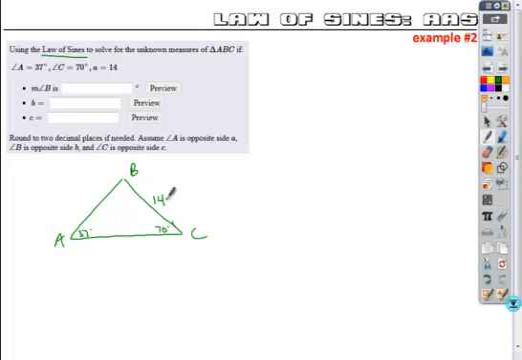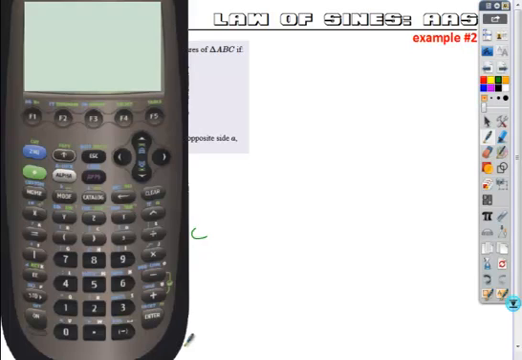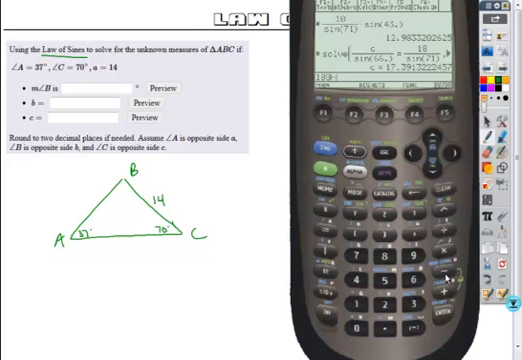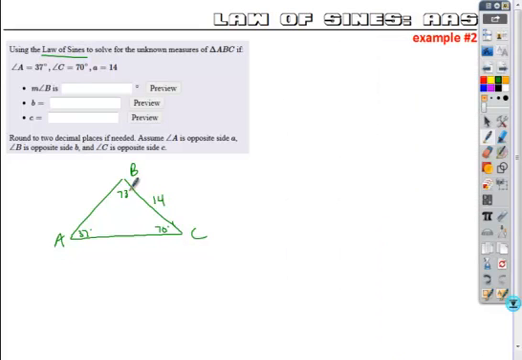Okay, so here's the information that's provided in the problem. So your first step is find the missing angle. We take the total sum of 180, subtract the two angles that we have, 70 and 37, and that gives us 73. So there's our three angles, or we can fill in this information.